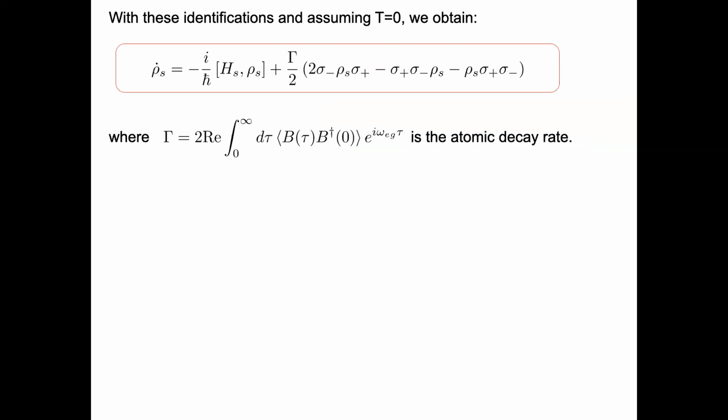Then we have these two terms: sigma minus rho sigma plus, minus sigma plus sigma minus rho, plus rho sigma plus sigma minus. And what is this rate gamma here? That's two times the real part of our correlation function of this B operator. We also see that usually the electromagnetic field is in vacuum, so the other term does not appear. We only create an excitation and then destroy it later. The other term doesn't exist here because we're in a vacuum, and this is now my gamma rate.